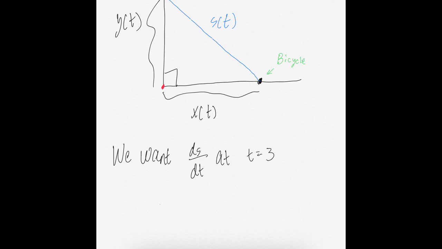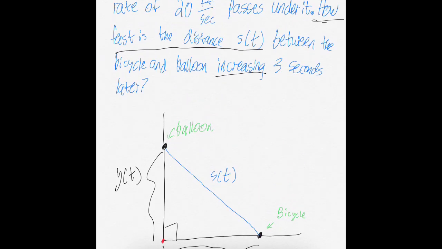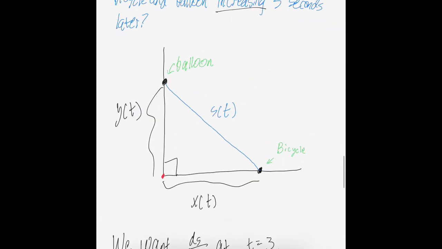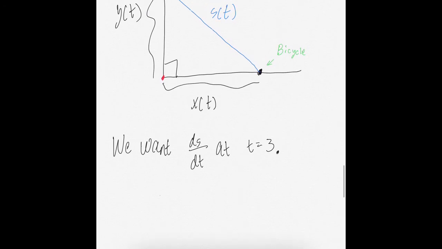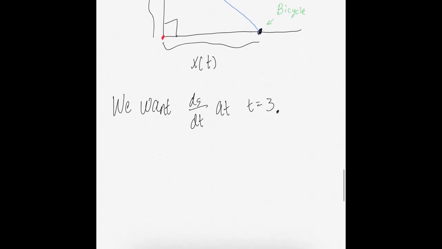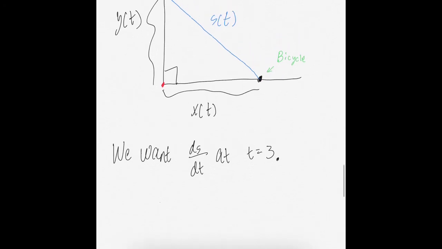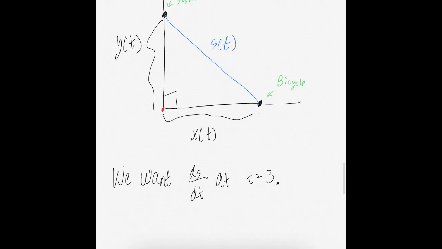So what we want is ds dt, the change in s over change in time, at t equals 3. The 3 comes from the 3 seconds later. By later, they mean 3 seconds after the bicyclist has passed underneath the balloon. So we want ds dt at t equals 3.